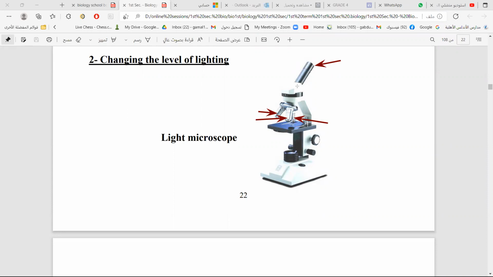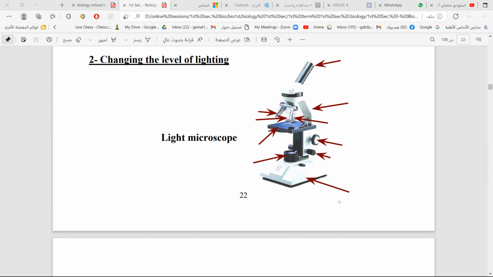But the ocular lens is one only, fixed in a tube, and this part is called the nose piece, and this part is called the stage. This part is a mirror which reflects the light on the stage, and this is the fine adjustment and the major adjustment. And this is the part you hold the microscope from. It is called the arm. And this is the base of the microscope.